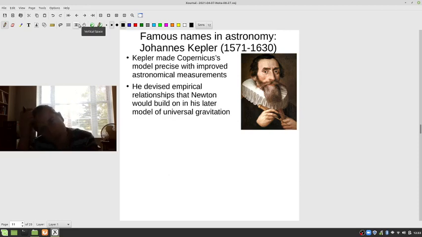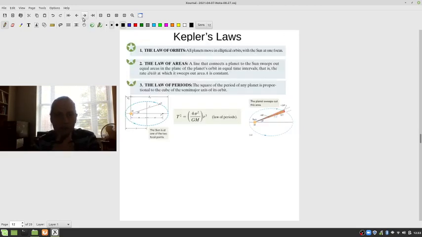Okay, so the part here where we need to start paying attention as early physics students is in the terms of Kepler, because Kepler was the person who took that model of Copernicus, where the sun is in the center, and made it into a mathematical theory. And in his mathematical theory, he was able to devise some empirical relationships. And let's see what they are. So these are Kepler's laws.